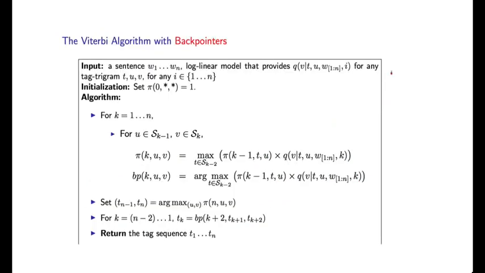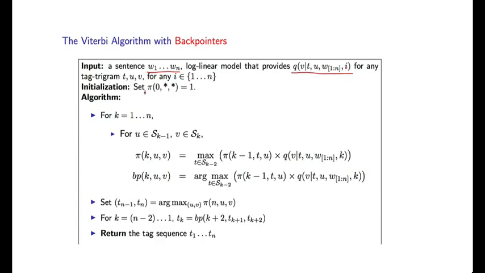So here is the Viterbi algorithm which puts all of these ideas together. And again, I want to stress it's very similar to the Viterbi algorithm you saw for hidden Markov models. The input to the algorithm is a test sentence, w_1 through w_n, which we'd like to tag. And in addition, we'll assume that we're provided with a log linear model that provides the conditional probability of any v given tags t and u, given an input sentence and a position. So those are the two inputs to the model. The model then proceeds as follows.